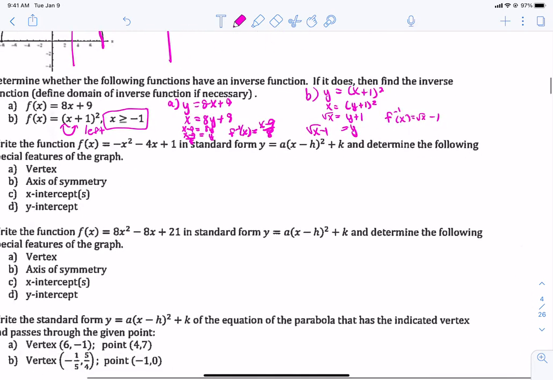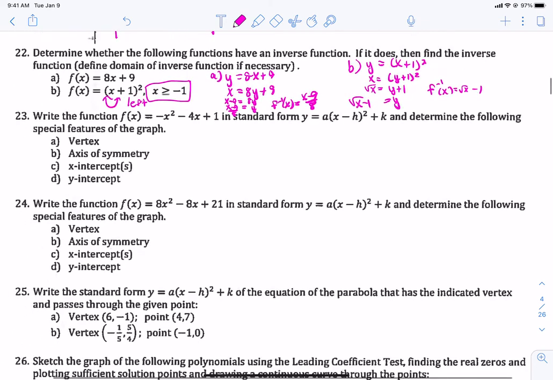Any questions on finding inverses? So I definitely want to practice getting a parabola into standard form, finding the vertex, the x-intercepts, y-intercepts. So let's do 23.